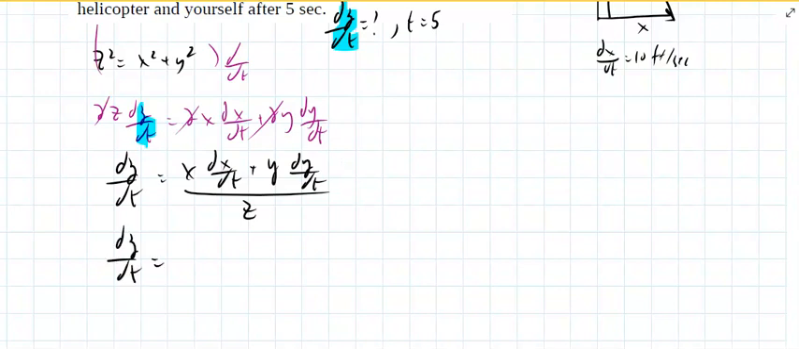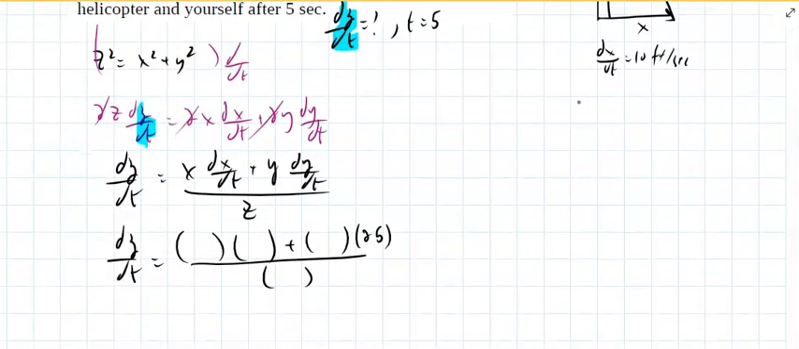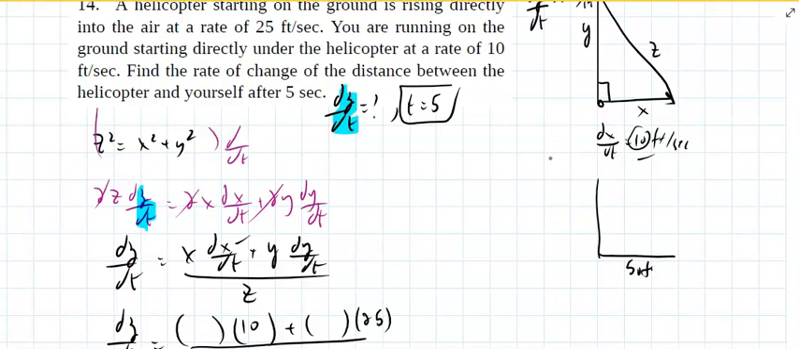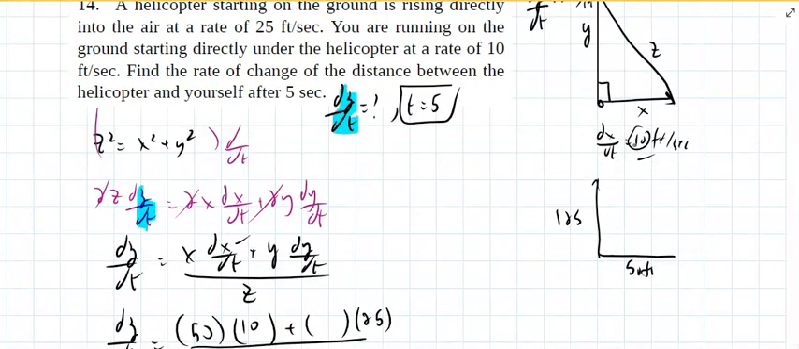dz/dt will be, again, 5 values. Let me see if I can figure those out. Well, what do we know? We know that dy/dt is 25. The helicopter is going up at a rate of 25 feet every second. We know that you are running at a rate of 10 feet every second. You start right there. In 5 seconds, you move 50 feet. That's x. The helicopter is rising at 25 feet every 1 second. In 5 seconds, it moved 125 feet.